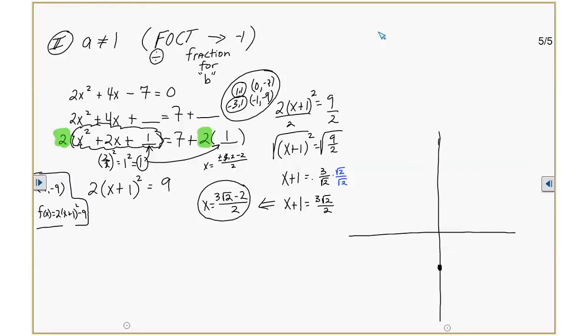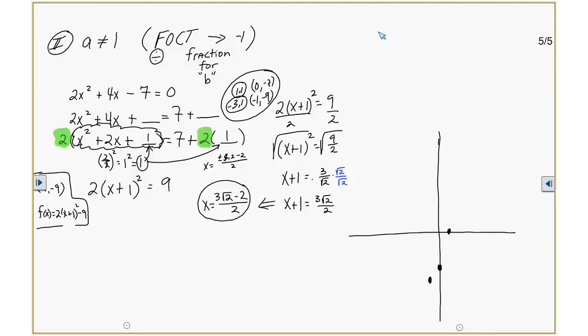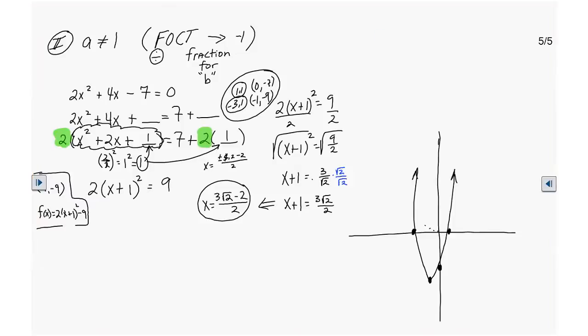All right, so 0, -7. -1, -9. 1.1 and -3.1. What did we say about this parabola? It was going to be what? Compressed along the x-axis or what? Stretched along the y-axis, is it? Yes. Because your regular parabola would look something like that.